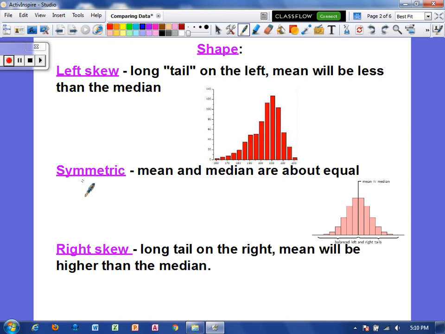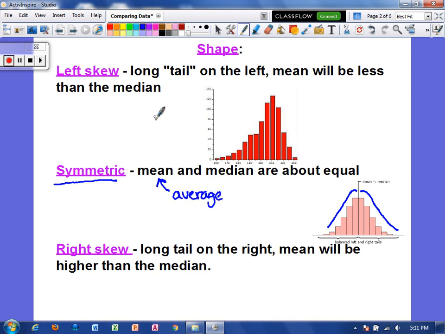Alright, so there are three shapes we're going to focus on. Now you should all be familiar with symmetry. For example, if we have a shape and we split it in half, the left side should mirror the right side, as you see here. So if we have a symmetric graph, the left side and the right side are going to be equal, or they're about equal. So that means that the mean and the median are about equal. Keep in mind that the mean is talking about the average.